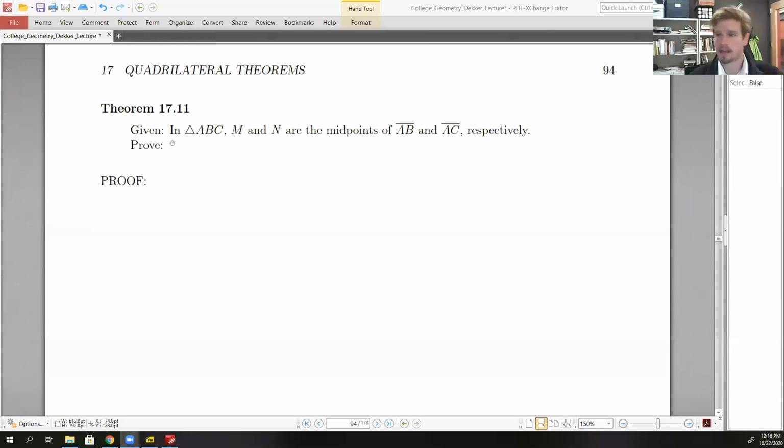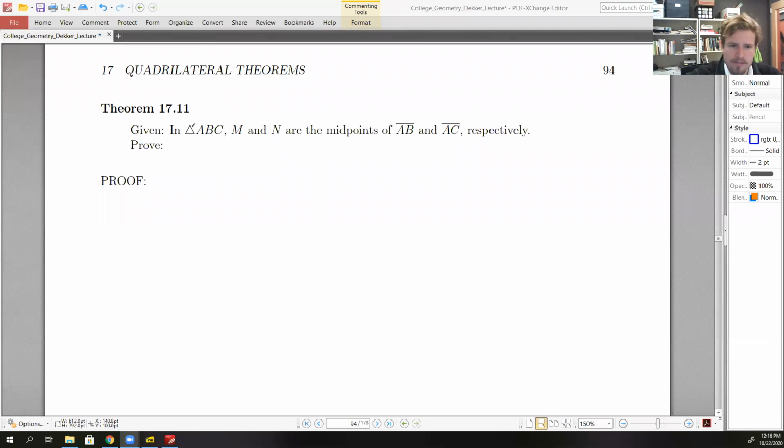Welcome back for one last installment for section 17 in geometry. We'd like to take a look at one more theorem, and it's presented slightly differently than others have been, in that it shares the given and it has the proof statement. So it's a little bit different. It seems more like one of the homework problems.